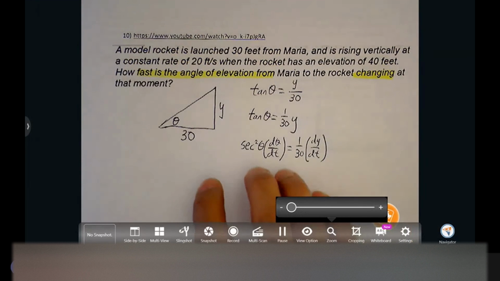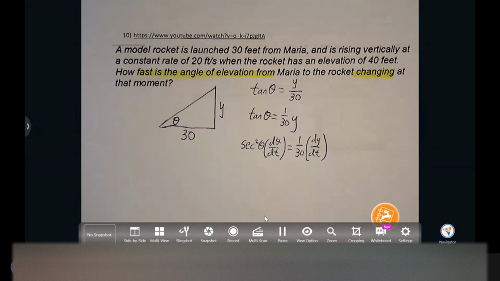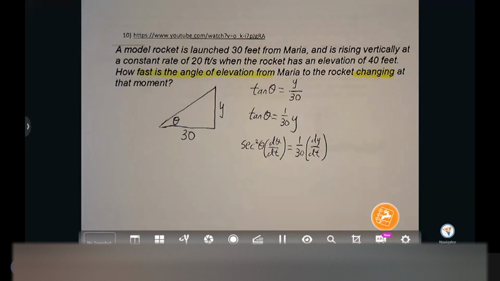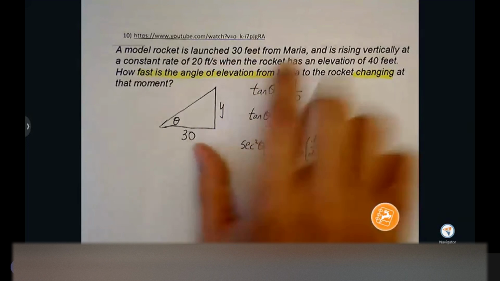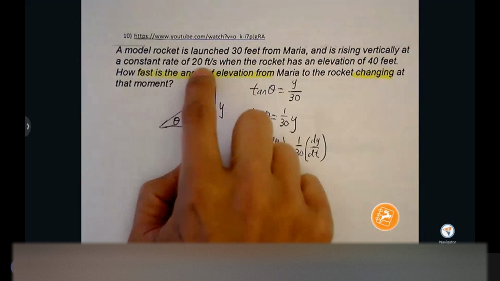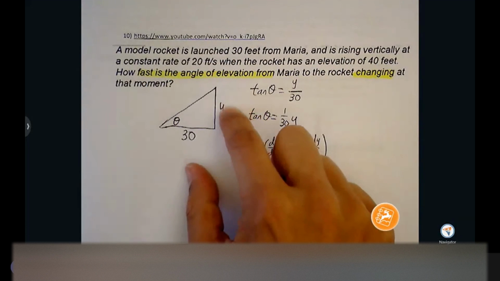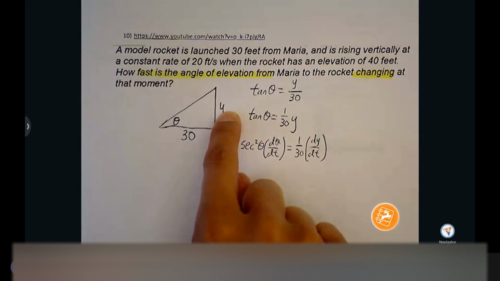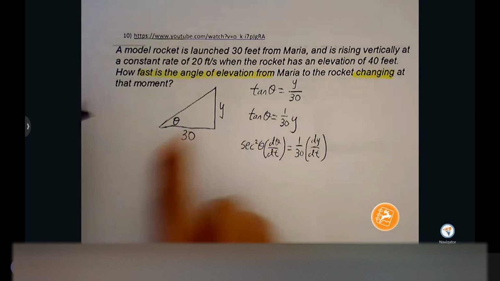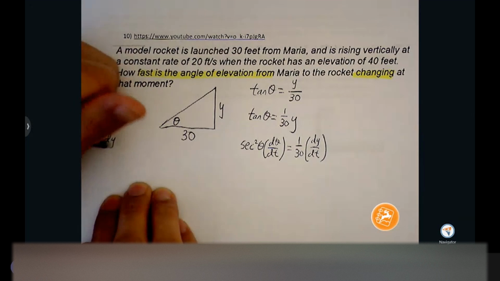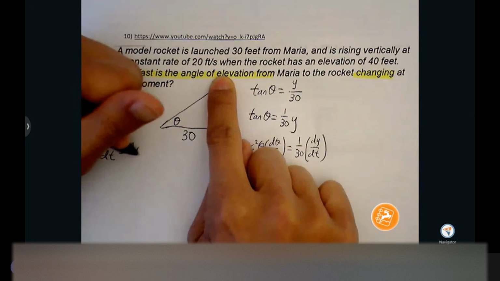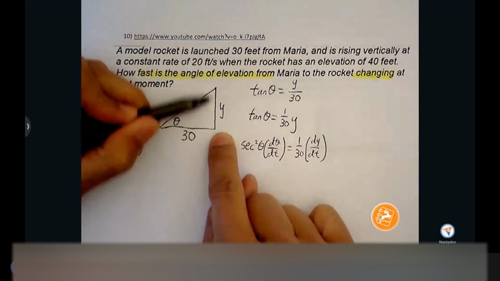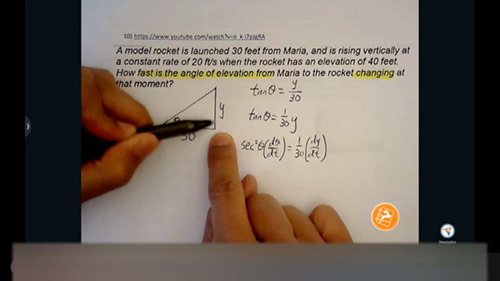So let's go back and see if we can gather the rest of the information that we need. All right, go back to the problem here. 30, we already have that. Rising vertically at a constant rate of 20 feet per second. That's referring to the vertical motion, so dy dt, right? The vertical velocity there. We put positive 20, not because it's going up, but because this distance, this y is increasing.